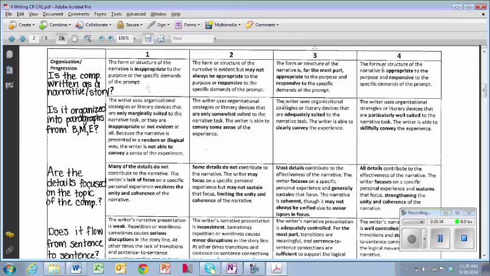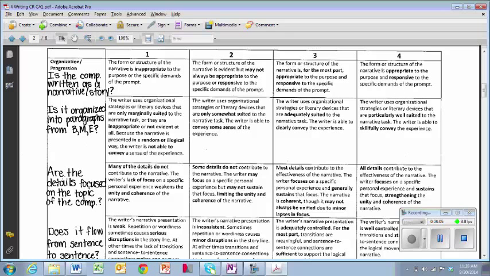This is where these bolded words really come into play. The difference between a 3 and a 4: a level 3 is that the paragraphs are very clear. The way that the strategies of organization are used are very clear, but in a level 4, it's very skillful. So again, that means that it goes above and beyond just the basic expectation of making your writing clear, and it really shows that the writer is very skillful at showing their organization strategies.